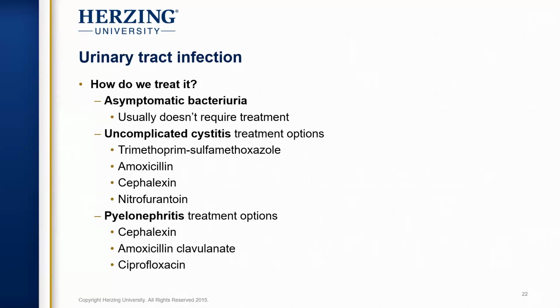So how do we treat it? Again, if they're asymptomatic and they're otherwise healthy, you actually don't have to. If they have uncomplicated cystitis, then you will treat with a few different options. You could do trimethoprim sulfamethoxazole, which is Bactrim or Septra. You could do amoxicillin, cephalexin, or nitrofurantoin, which is also Macrobid. Now, if you have pyelonephritis, you're going to need that beta-lactam coverage. So Keflex, I should have put a slash there, sorry, Augmentin or ciprofloxacin are a few options that we have.